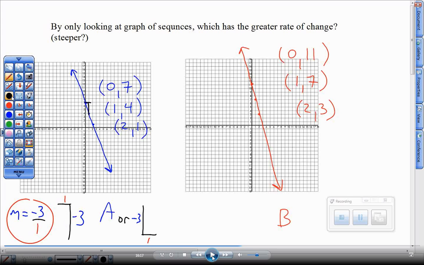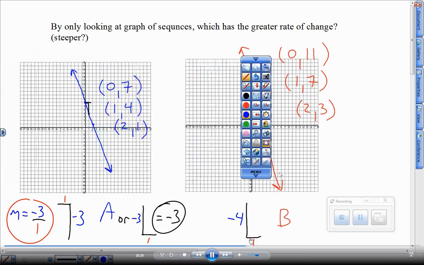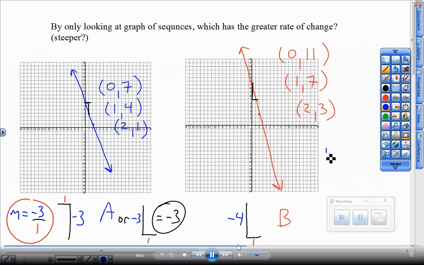Alright, this one right here looks like it's going over 1 down 4, over 1 down 4. Down 4 right 1, that change in y over that change in x. Change in y, it's going down by 4, change in y, -4, y up high, over change in x over 1. So down 4 right 1. That has a rate of change of -4.